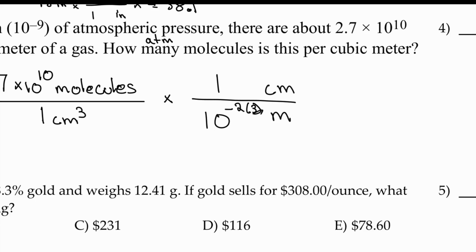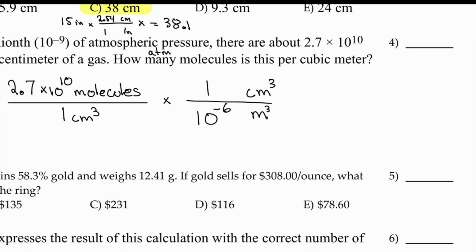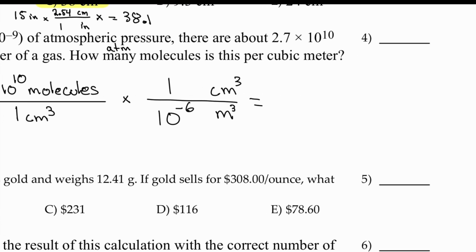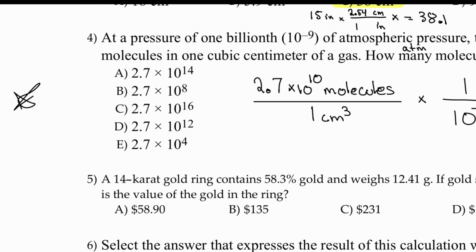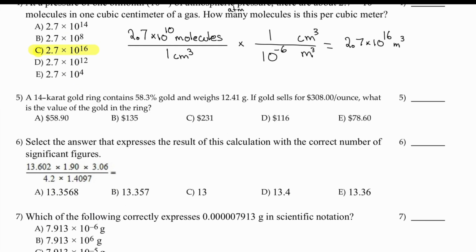Okay, good. If we wanted to completely rewrite this, we could say 1 cubic meter is equal to 10 to the negative 6th cubic meters, which is going to be equal to an answer of 2.7 times 10 to the 16th cubic meters, which is equal to C.